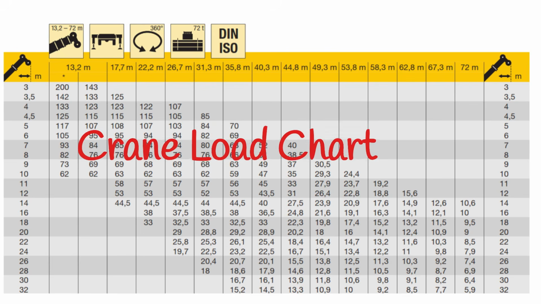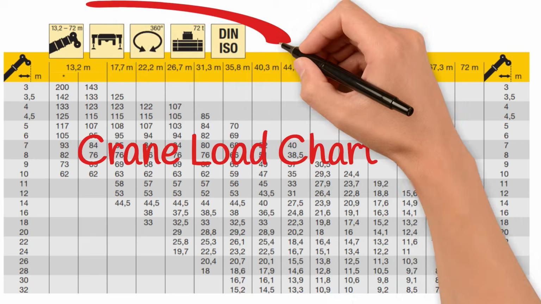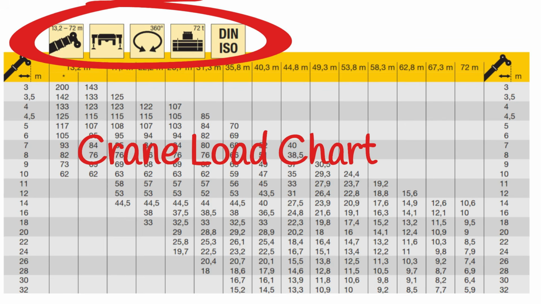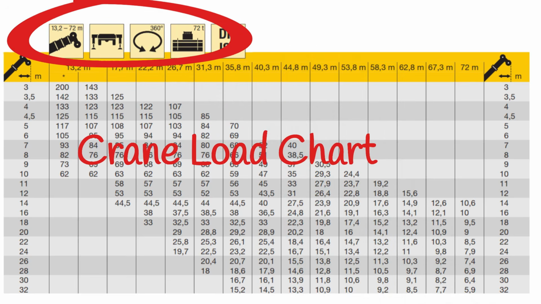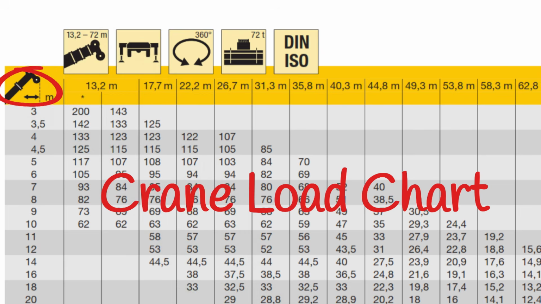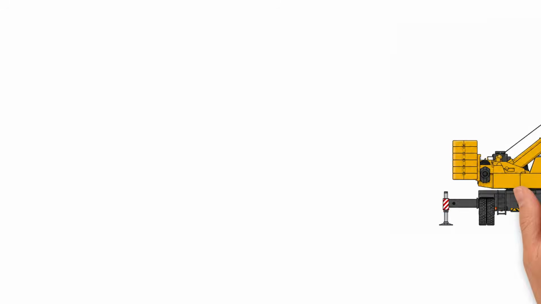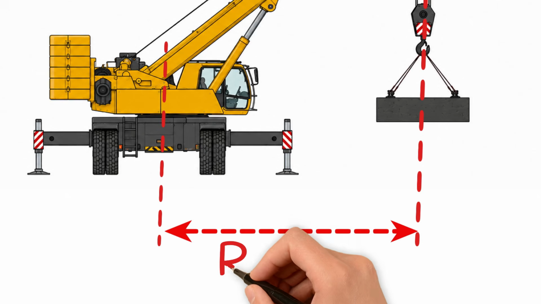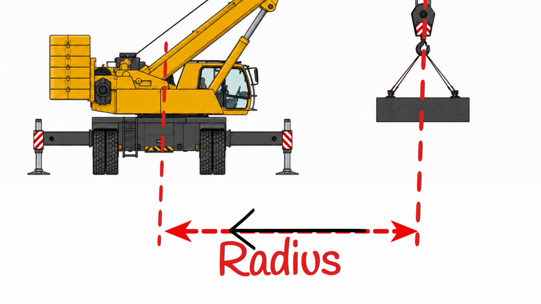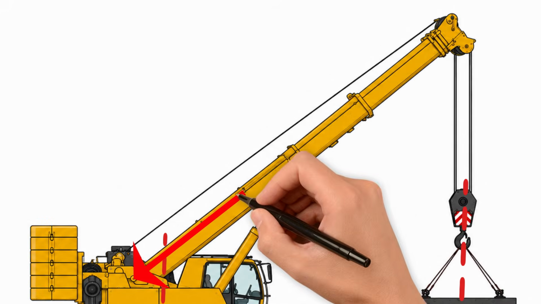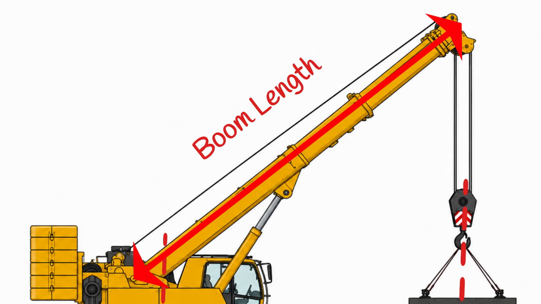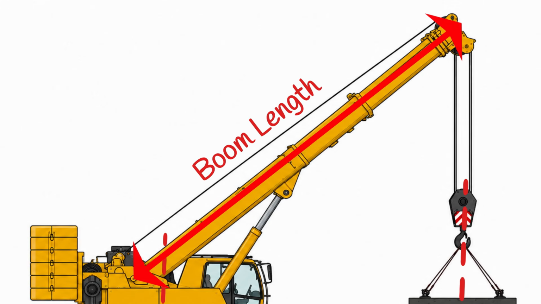But before selecting a crane capacity, let's first understand the information shown at the top of the chart. A crane's lifting capacity mainly depends on these four parameters. The first is the working radius. As the working radius increases, the crane capacity decreases. Reduce the radius and the crane can lift more. The second parameter is the boom length. As the boom becomes longer, the crane capacity also reduces. A shorter boom generally provides a higher lifting capacity.